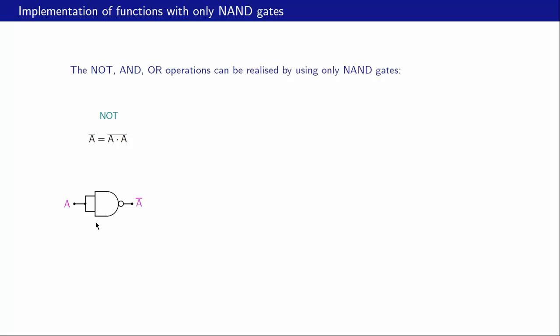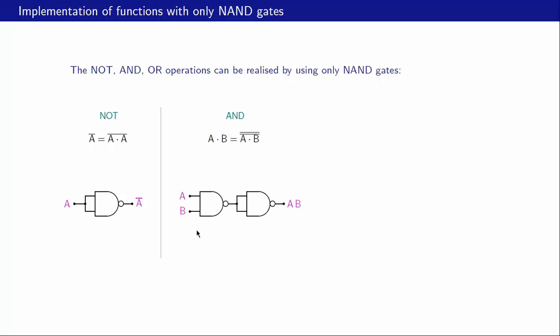So here is the implementation. We have a NAND gate here. We connect the two inputs together and connect our input variable A over there. So what do we have at the output? We have A dot A bar, and since A dot A is nothing but A, we get A bar at the output.